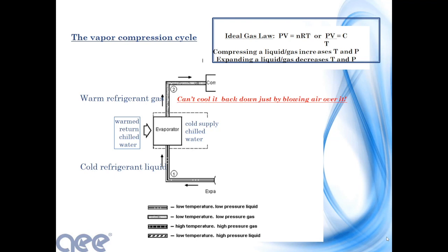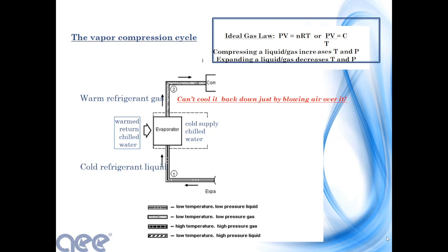So if you compress a gas, you decrease its volume, the effect is that you increase its pressure and temperature. If you then expand that gas, you decrease its pressure and temperature. So if you were to just take this warm refrigerant gas, compress it down, and then expand it out, you would end up back at this point. You'd end up right back where you are.